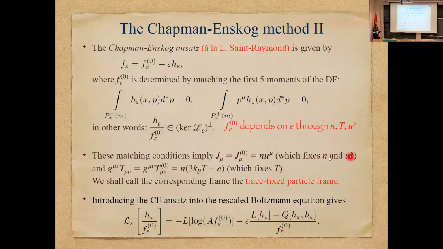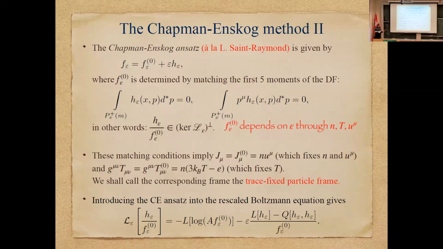So this fixes n and the choice of n and u. And then this condition here means that I fix the trace of the stress energy tensor, okay? Because for the stress energy tensor, if you remember, the trace of P mu is minus m squared, and m is positive, so it's a constant. So that's the same as fixing the trace. And this you can show actually fixes the temperature parameter in this local distribution function. Okay, and for these reasons, we call this particular choice a trace fixed particle frame.